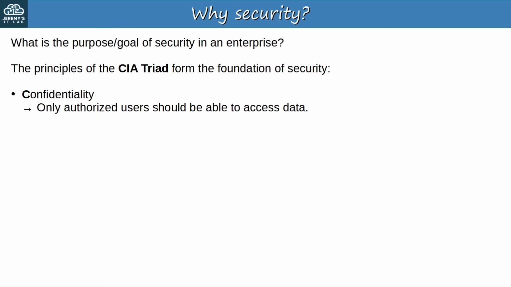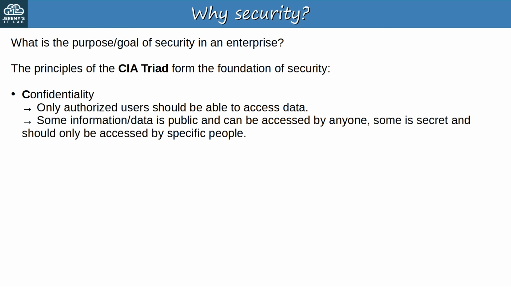It means that only authorized users should be able to access data. Some information and data is public and can be accessed by anyone. For example, information put on the company website. But some is secret and should only be accessed by specific people. And there are degrees in the middle. Some information is more secret, some is less secret.